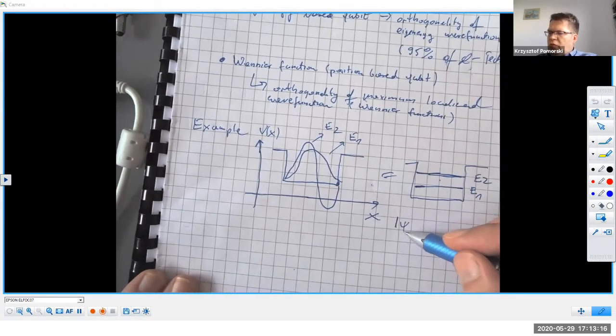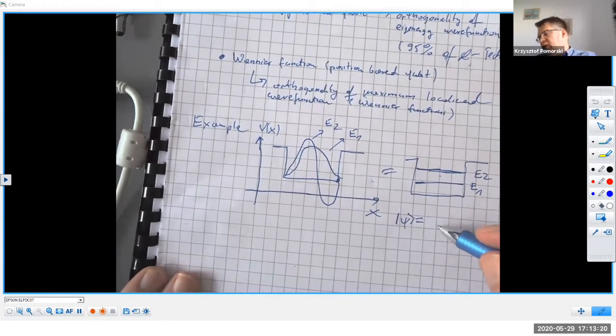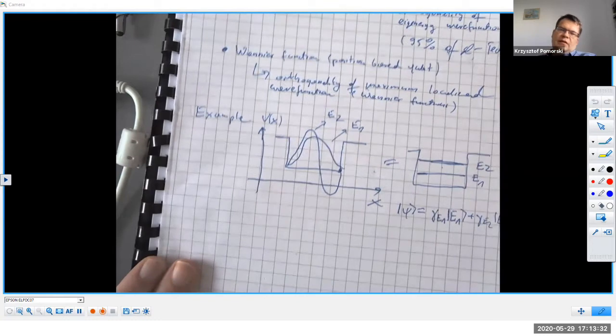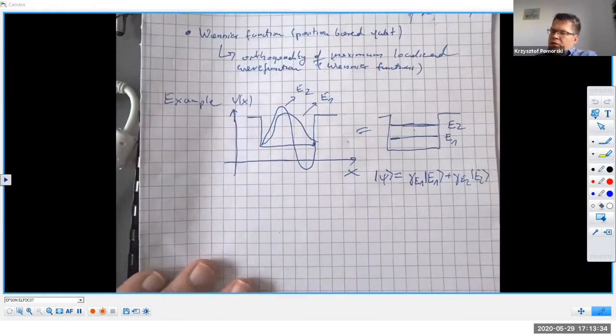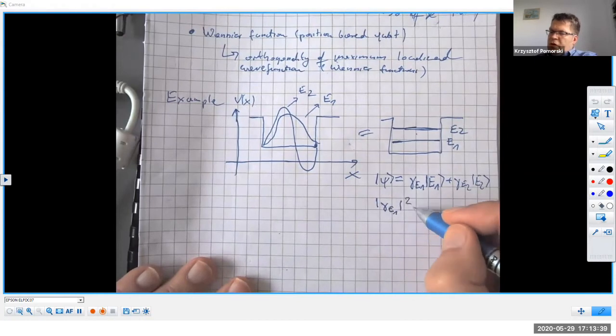Essentially, the quantum state can be written as, let's say, gamma E1 plus gamma E2. It's a superposition, right? Obviously, there is a normalization condition. So there is a bound state.